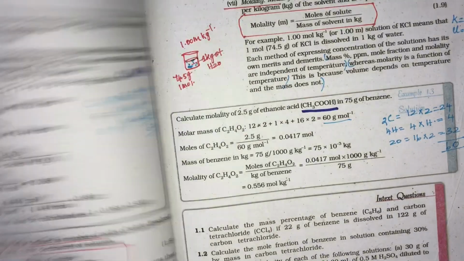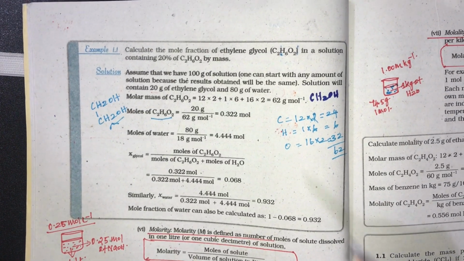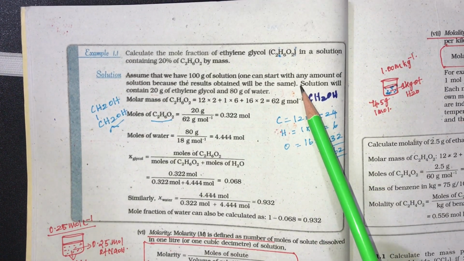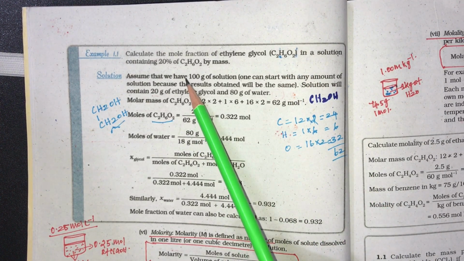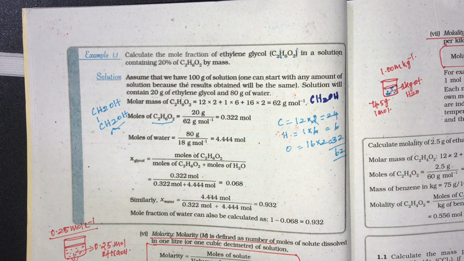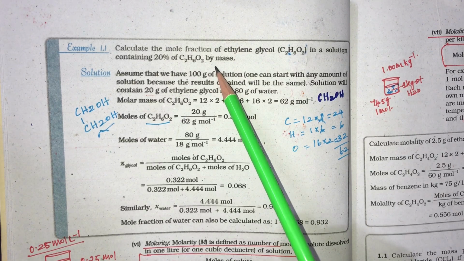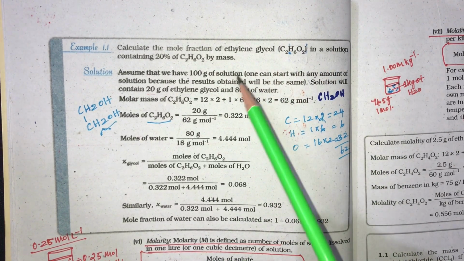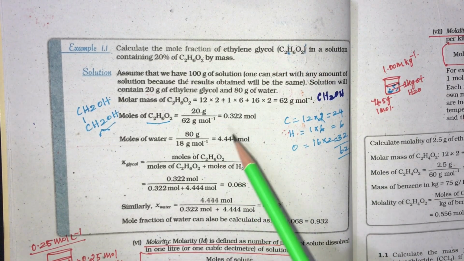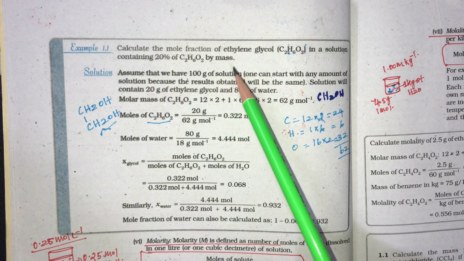Next we are going to see one worked example for the calculation of mole fraction. The question is: calculate the mole fraction of ethylene glycol, C2H6O2, in a solution containing 20% of ethylene glycol by mass. So 20% ethylene glycol means the remaining 80% is the solvent medium, that is water. Now we have to calculate the moles of 20% ethylene glycol.